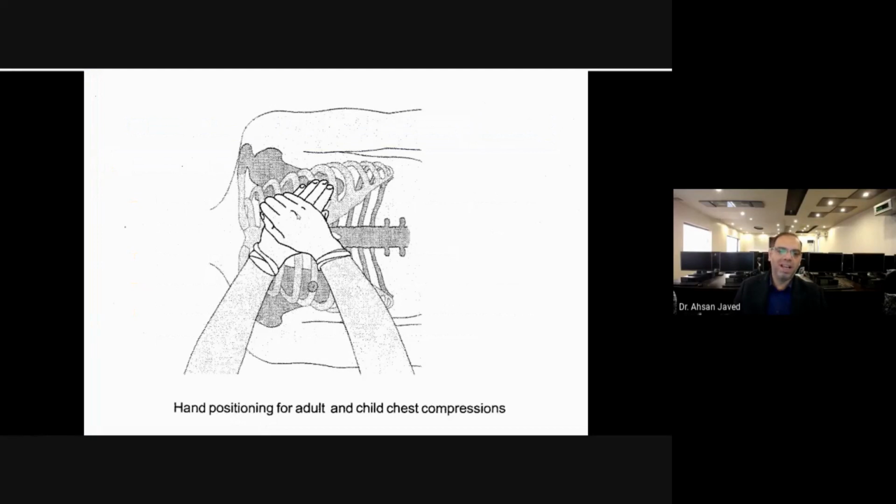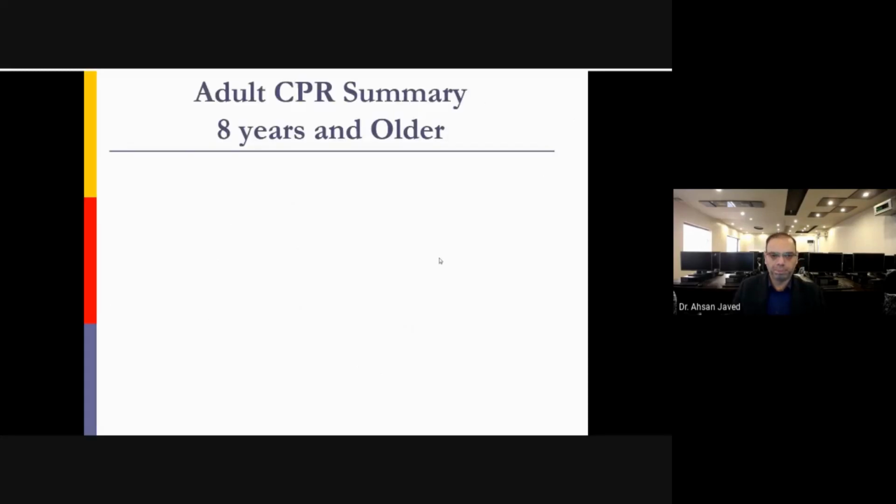One hand is placed on the imaginary line between the nipples, and the other hand is interlaced. The fingers are interlaced. The position of the hand cannot be changed. You provide an effective compression, and then you lift off your pressure only, not lifting your arms.